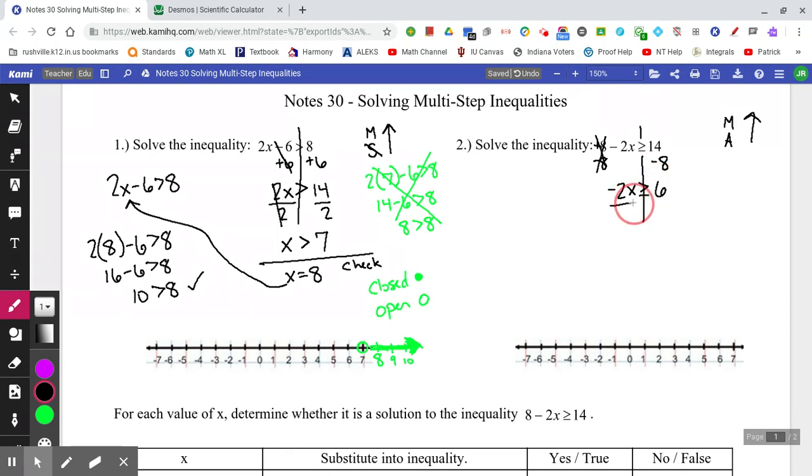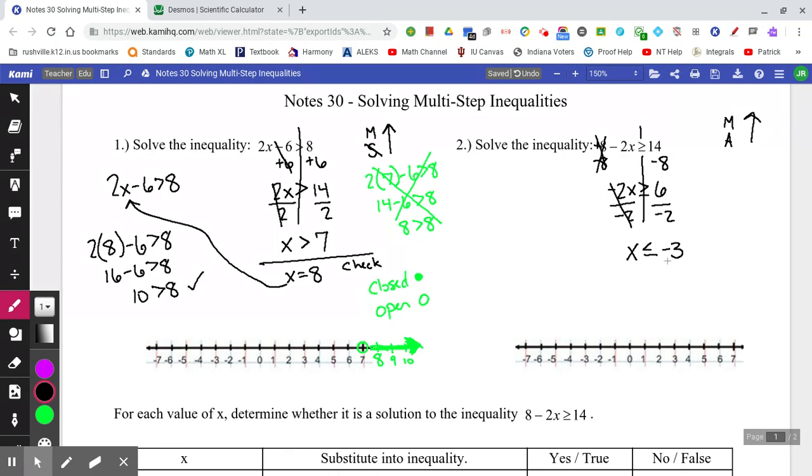Now I'm going to get rid of my multiplication by dividing both sides by negative 2. Negative 2 divided by negative 2 cancels, and I'm left with x. Because I'm dividing by a negative, I need to flip my inequality symbol around. 6 divided by negative 2 is going to give me negative 3. All right, so what this is saying is if I pick any number that is less than negative 3 or equal to negative 3 and plug it into the original inequality, I'm going to get a true statement.